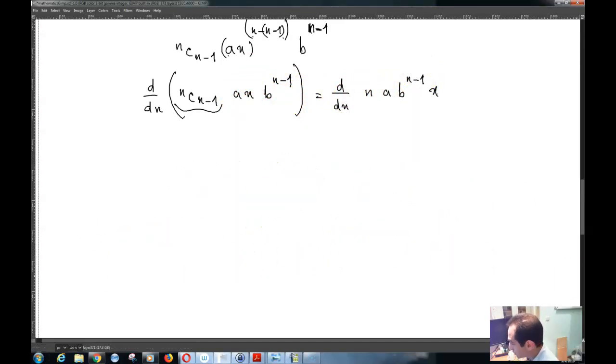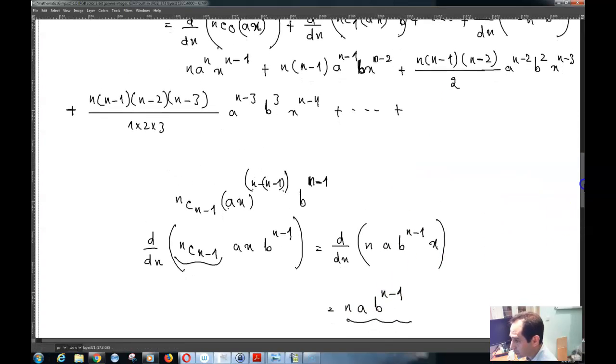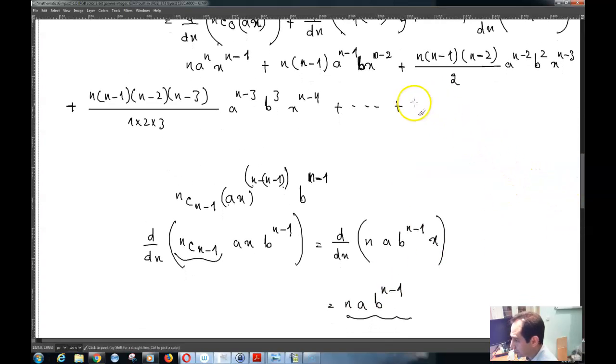You have x over here. So the derivative of this becomes basically this whole constant, which is n times a times b raised to the power n minus 1, times the derivative of x, which is equal to 1. So that is the derivative of your last term over here. It is n times a times b raised to the power n minus 1.